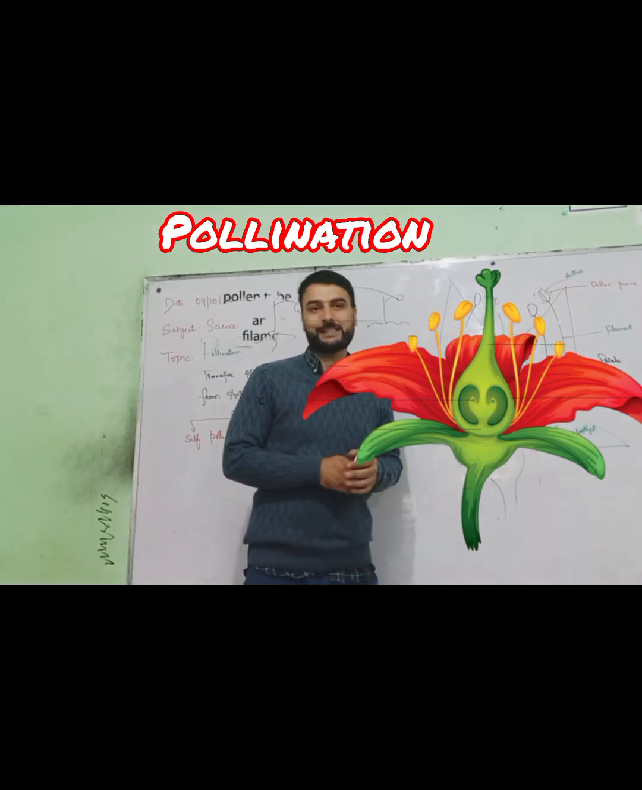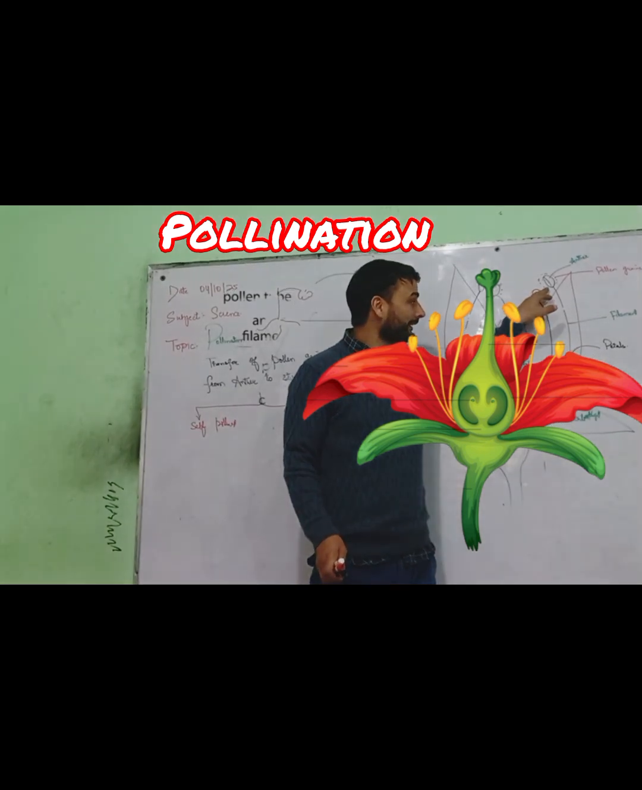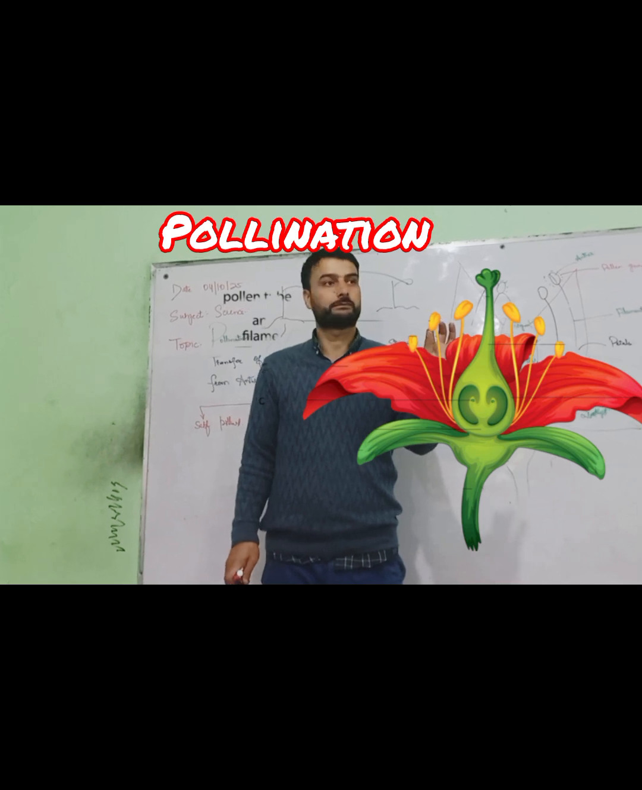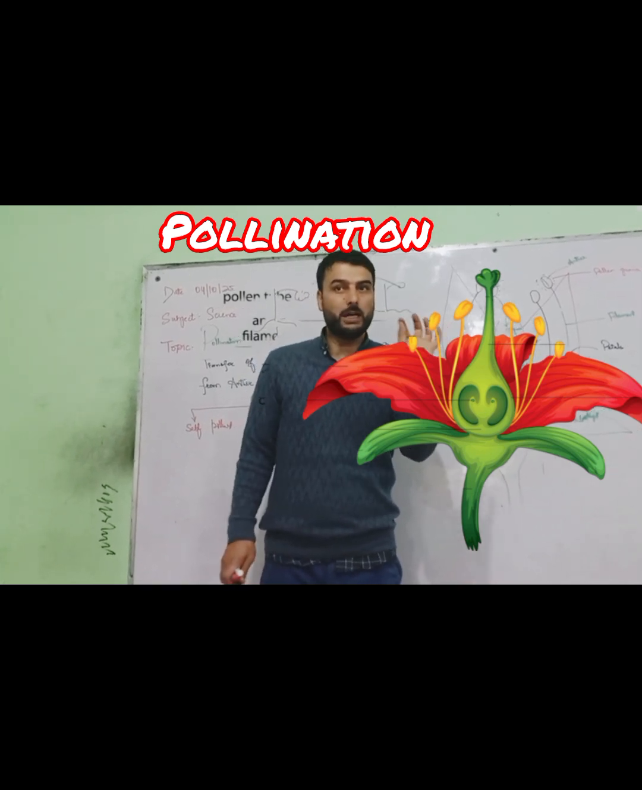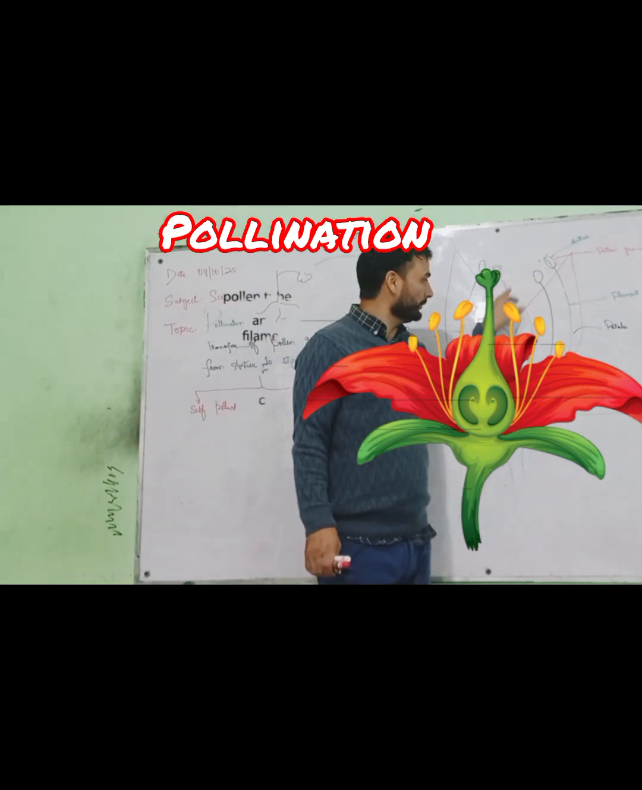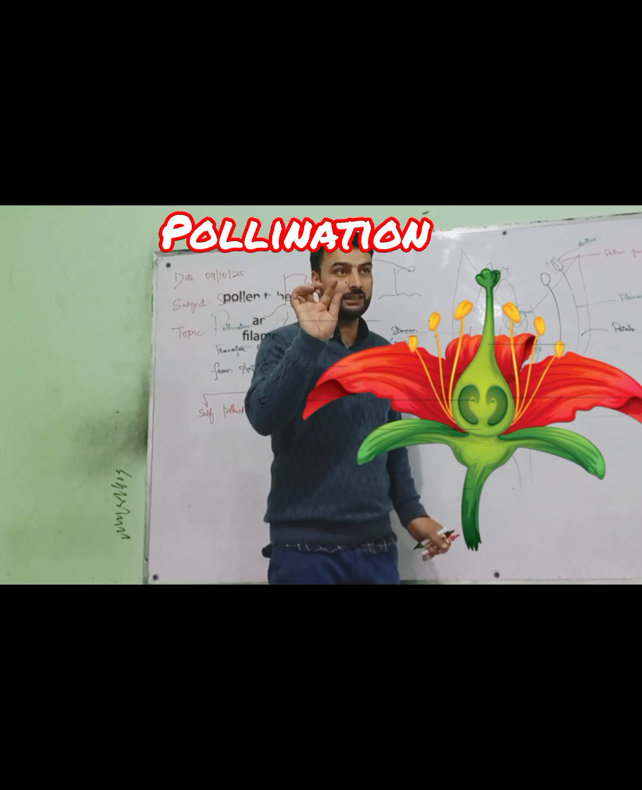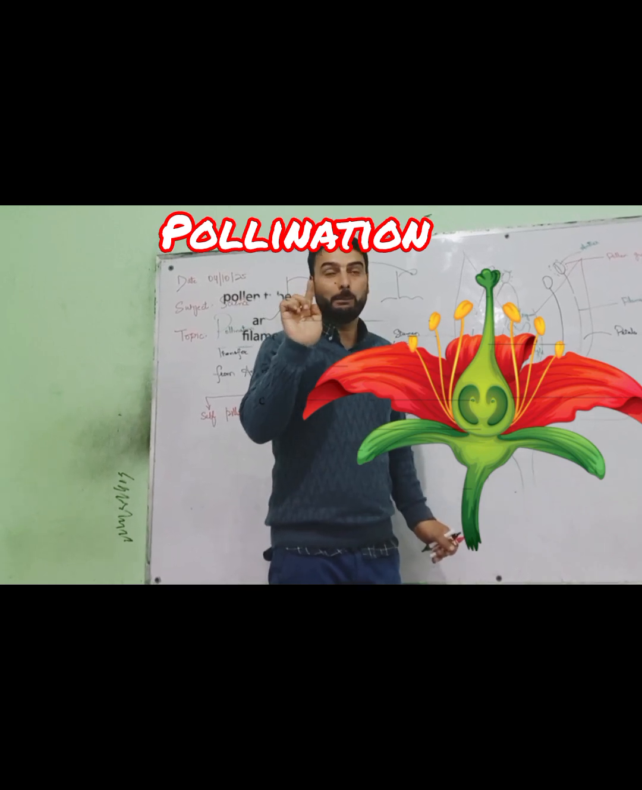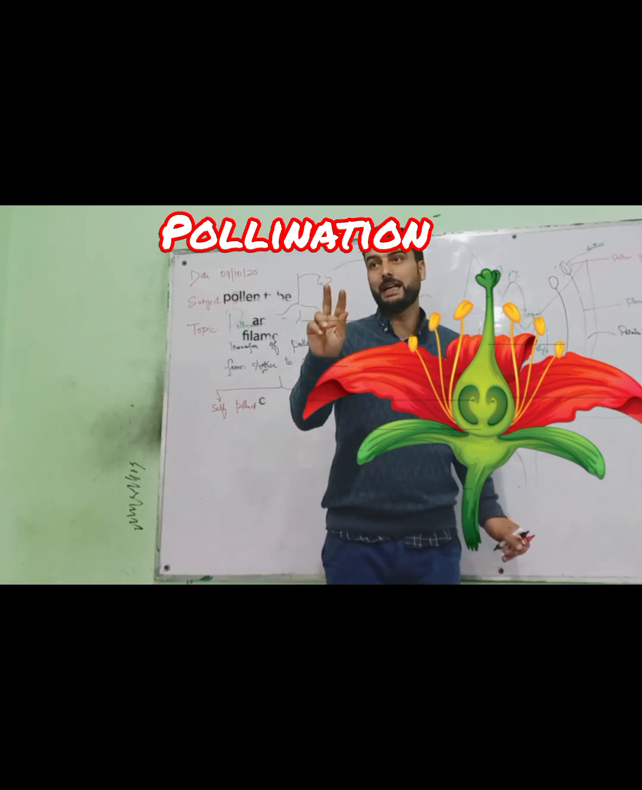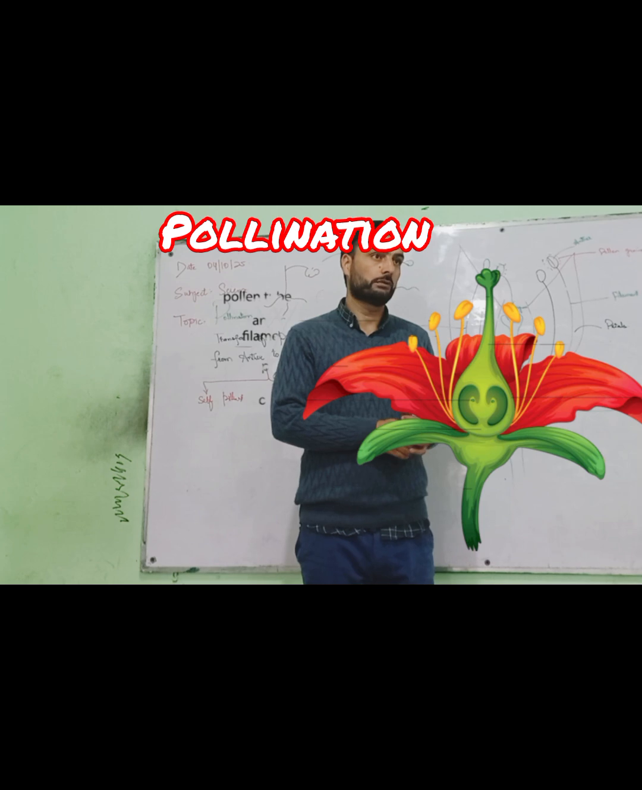Yes, pollination means when these pollen grains get transferred from anther to the stigma. This process is known as pollination. Process of transfer of pollen grains from anther to the stigma is known as pollination. Pollination occurs by insects, by water, by wind, and by animals, by birds, by bats also.